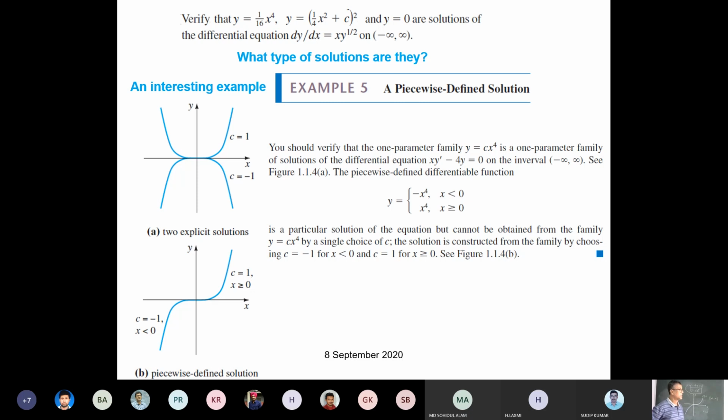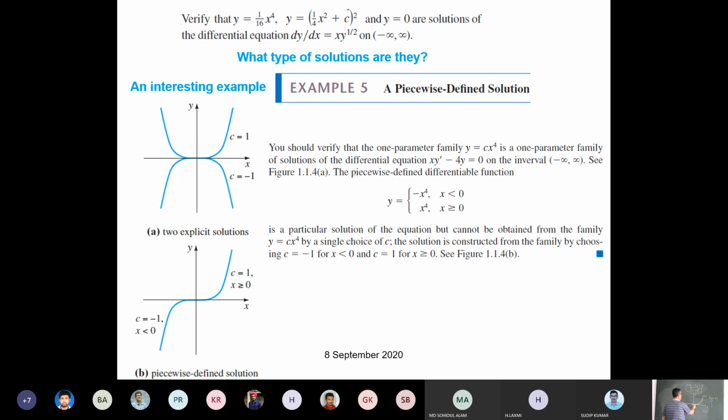Can someone tell me whether this is also going to be a solution on the whole real line, in the open interval negative infinity to positive infinity? Is it going to be a solution for this given differential equation? Yes. Right. It is definitely going to be a solution.